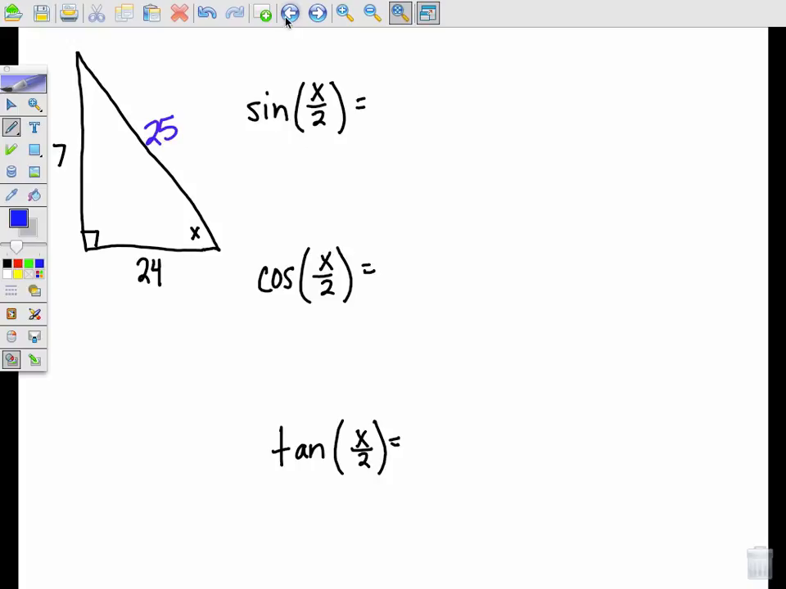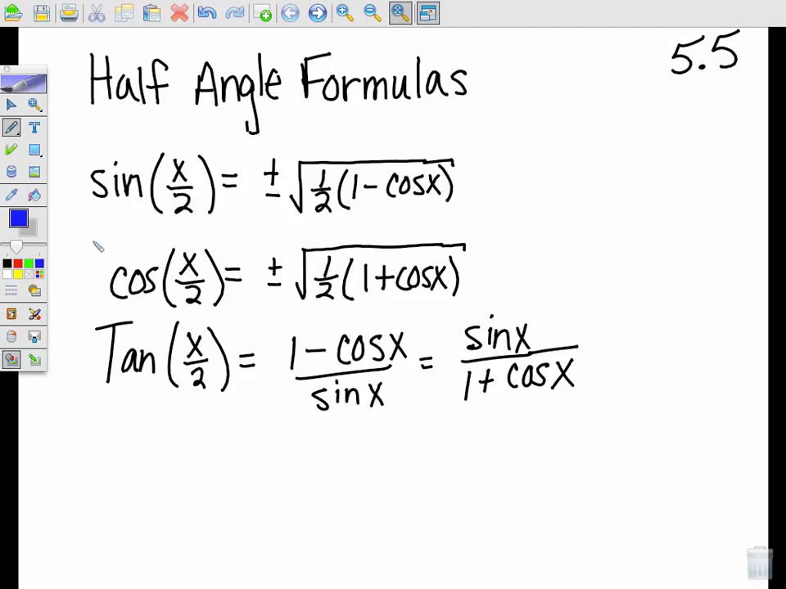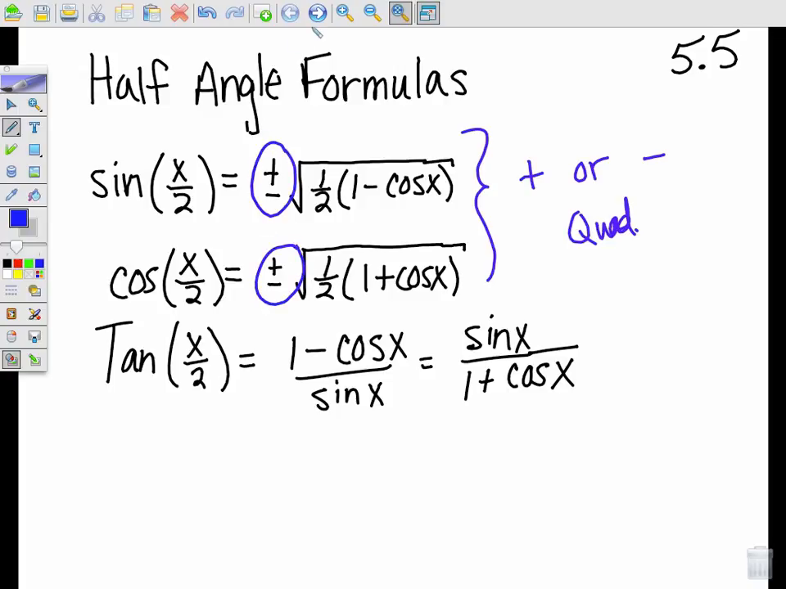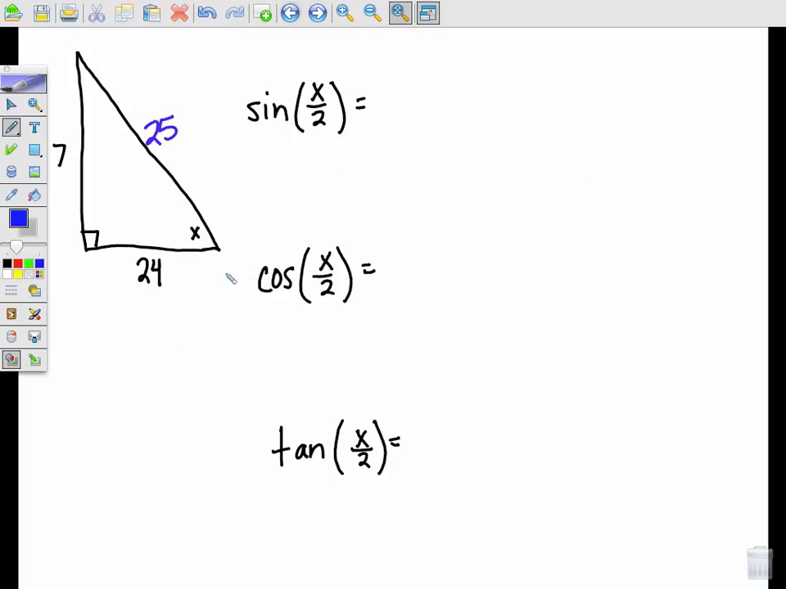When using the sine and cosine formulas right here, we actually have to determine whether it's positive or negative, and that's going to be because of the quadrant. Whatever quadrant we are in for our angle will tell us whether we're using the positive or the negative of each of these. In this case, I was given 7, 24, and 25, so they're all positive. So we're in quadrant 1.